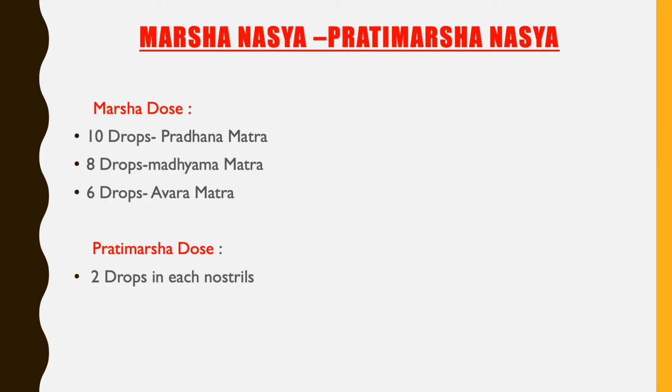It is said to be very safe and free from side effects, and can be given at any time, in any season. The dose of Marsha Nasya in Pradhan Matra is 10 drops. In Madhyam Matra, the dose is 8 drops. And in Avar Matra, the dose is 6 drops. And in Pratimarsa Nasya, 2 drops in each nostril.